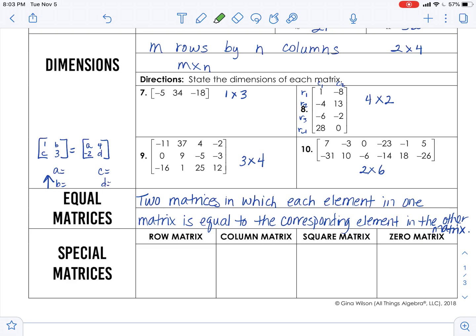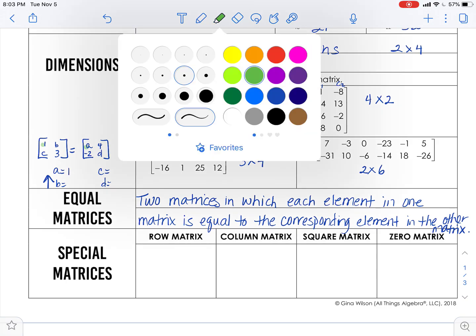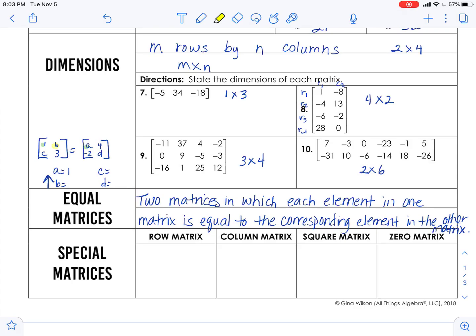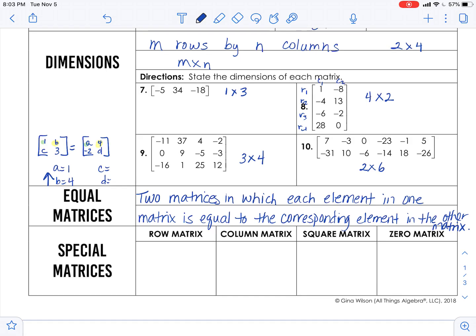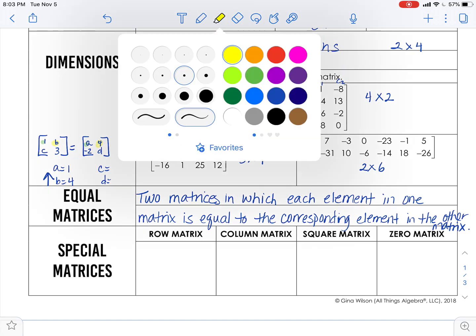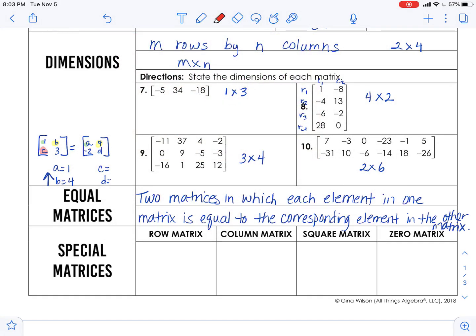Well, what that means is that corresponding positions are the same. So in this case, I would know that A was 1, okay? And then B would be 4, because those are in corresponding positions. They're both in the 2-2 position. So B would be 4. And then when I go and I do C, corresponding positions, so C would be a -2. And then again, final corresponding position, D would be 3.